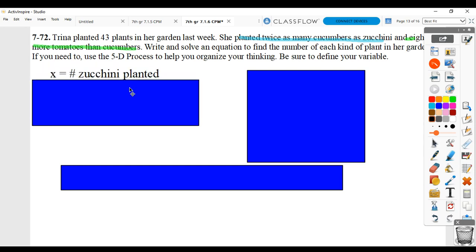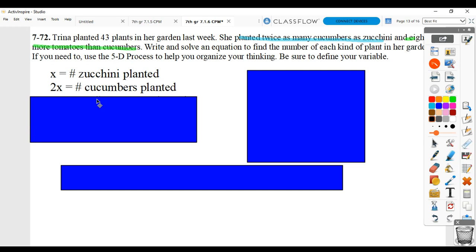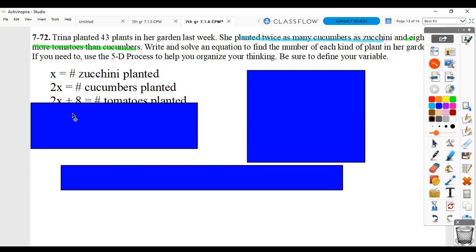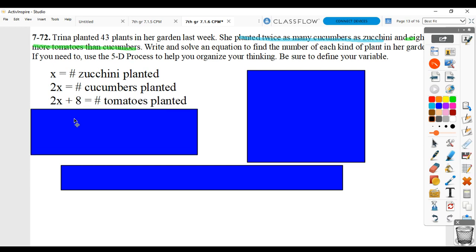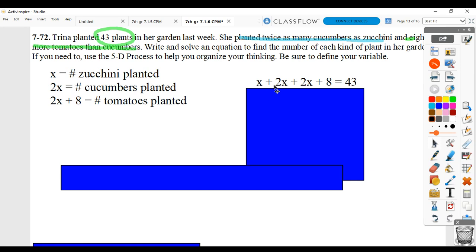So we're going to start with letting x be the amount of zucchini that was planted. She planted twice as many cucumbers as zucchini, so the number of cucumbers would be 2x. And she planted 8 more tomatoes than cucumbers. Cucumbers is 2x, so tomatoes would be 2x plus 8. And then we are going to say that if we add up the number of zucchini and the number of cucumbers and the number of tomatoes, that's going to equal the total number of plants, which is 43. So x plus 2x plus 2x plus 8 equals 43.